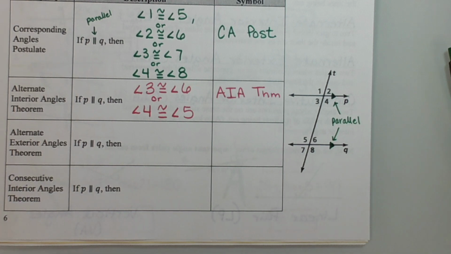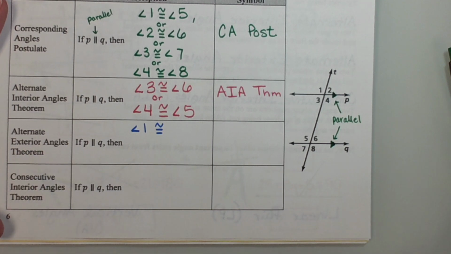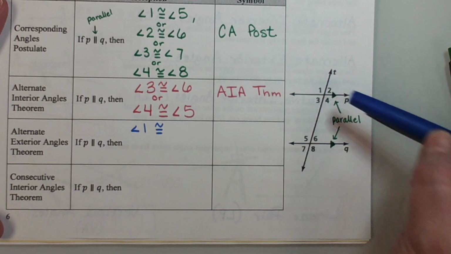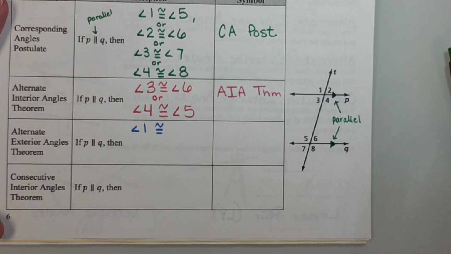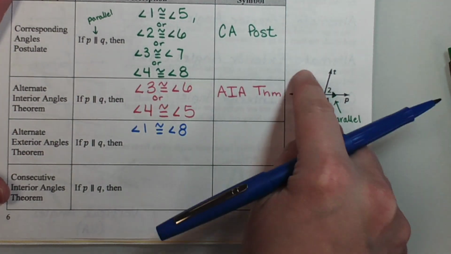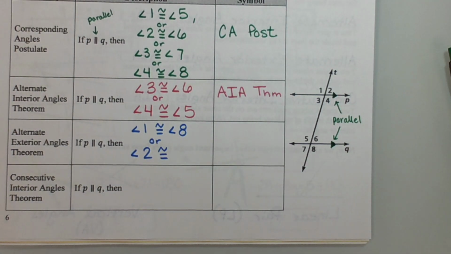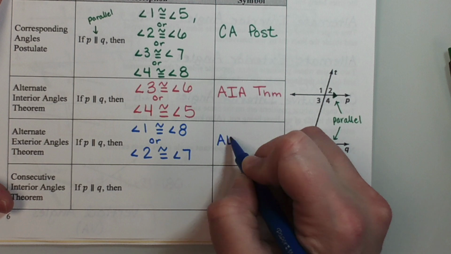Alternate exterior angles also happen to be congruent. Be careful, consecutive interior angles are not congruent, so don't get ahead of yourself and do that one. Alternate exterior angles have to have an exterior, so I could start with angle 1. Alternate means opposite sides of the transversal. Angle 1 and 2 are a linear pair, they share a vertex. I have to go down here somewhere. 8. Opposite sides of transversal and both outside. Or I could also have referred to angle 2 being congruent to angle 7. Good. And that's the alternate exterior angle theorem that's telling us that.